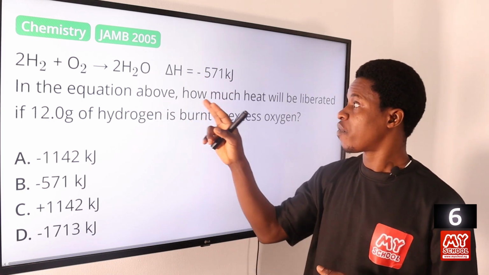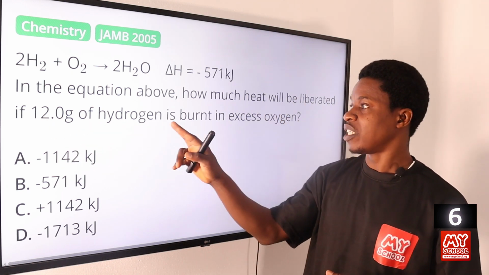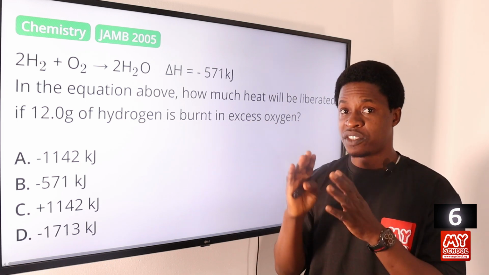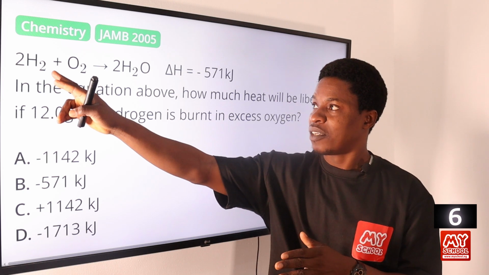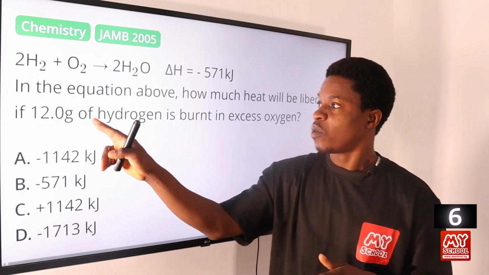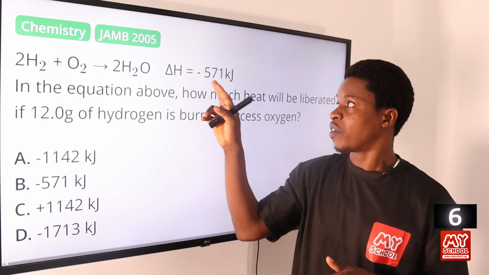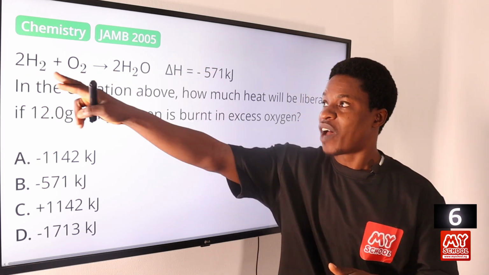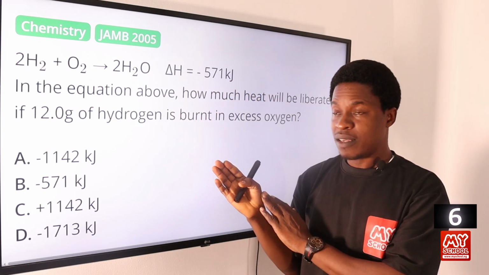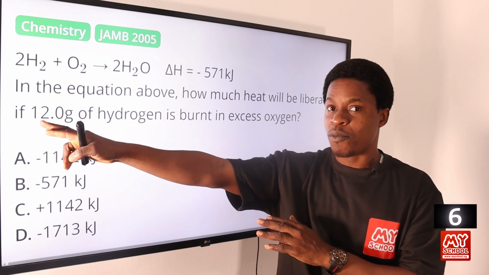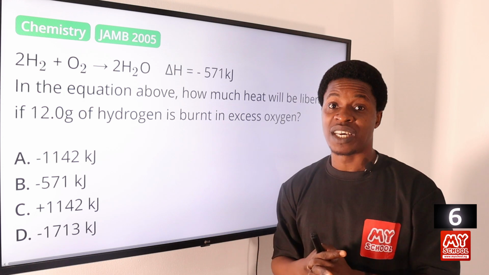In the equation above, how much heat will be liberated if 12 grams of hydrogen is burnt in excess oxygen? First of all, we need to calculate what mass of hydrogen, because we're talking about hydrogen. What mass of hydrogen produced minus 571 kilojoules of energy, before we now calculate for 12 grams of hydrogen? I think it's just going to be a simple proportion kind of thing.